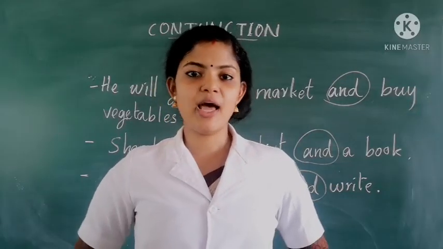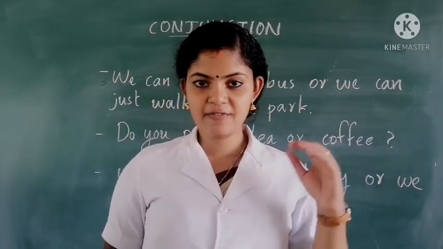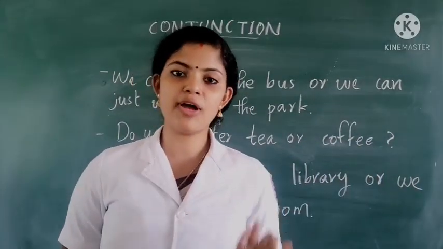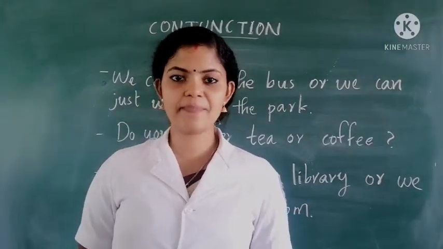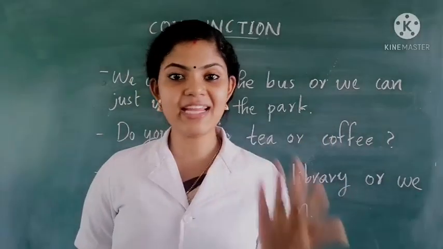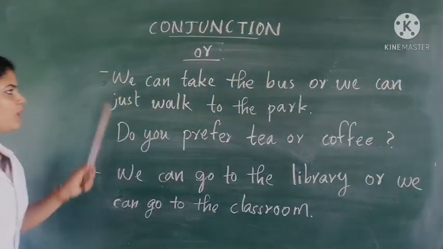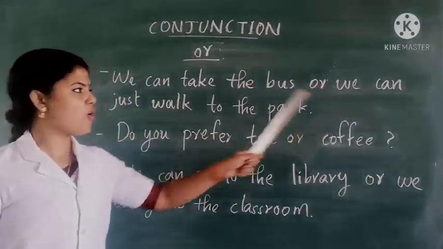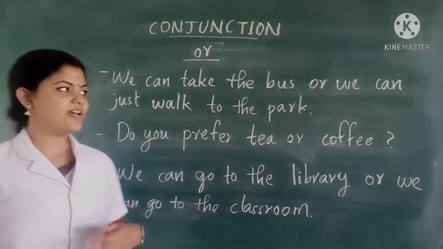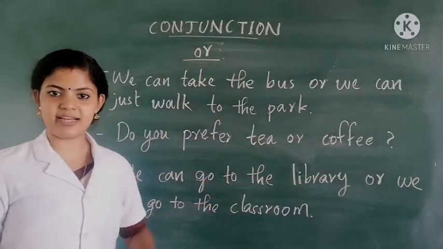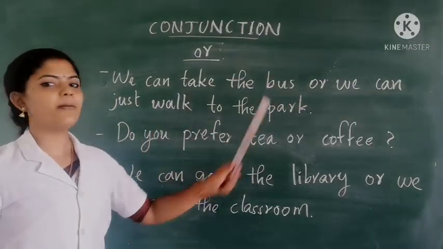Now let's discuss the next conjunction. Next conjunction is or. We use this conjunction or to choose something from two or more choices. So we use this or if there are many choices to choose one. Let's see the examples. We can take the bus or we can just walk to the park. There are two choices, right? Which are they? We can take the bus. That is the first choice. And the next choice is we can walk to the park.